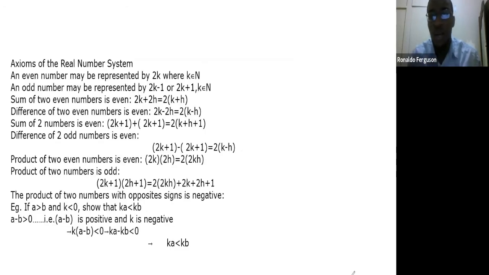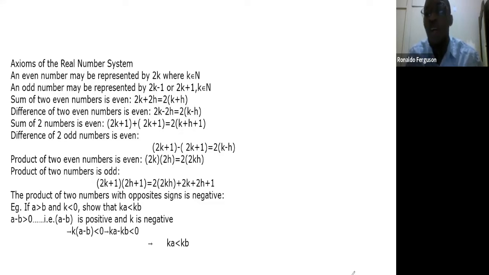Before we can look at the operations of the real number system, we have to first look at the axioms of the real number system. What are the axioms of the real number system? First and foremost, we need to talk about numbers that we know are in the real number system. We know about even numbers, odd numbers, adding two even numbers, adding two odd numbers, finding the difference between two even numbers, the product of two even numbers. All of these operations that we're doing are axioms of real numbers because they fall under the real number system.